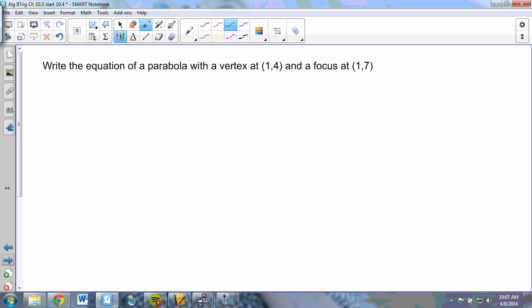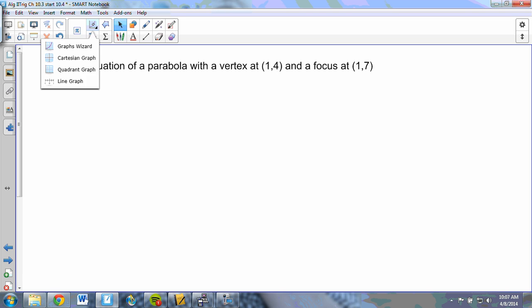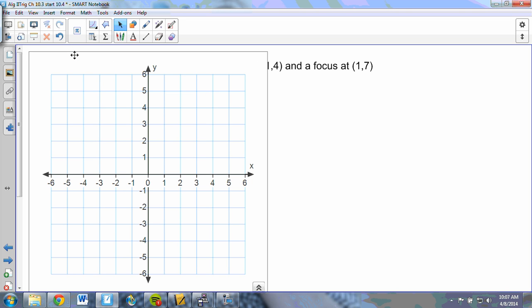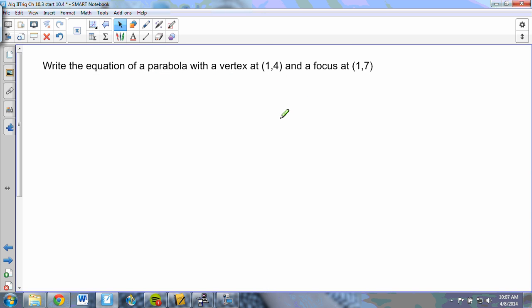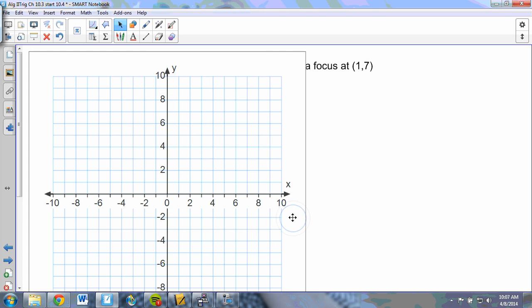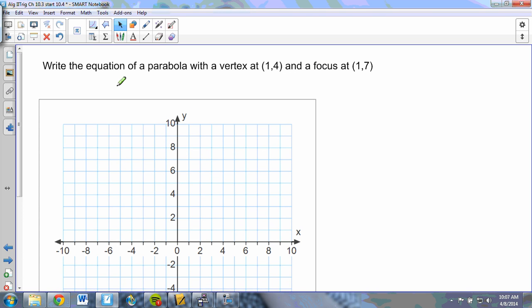I'm going to write the equation of the parabola with a vertex at (1, 4) and a focus at (1, 7). This isn't necessary. You don't need to graph these, but it's much easier to do if you graph them. Let's grab this one. The vertex is at (1, 4). That's here. The focus is at (1, 7). That's here. So Max, where's the directrix? The line y equals 1. This right here is our directrix.